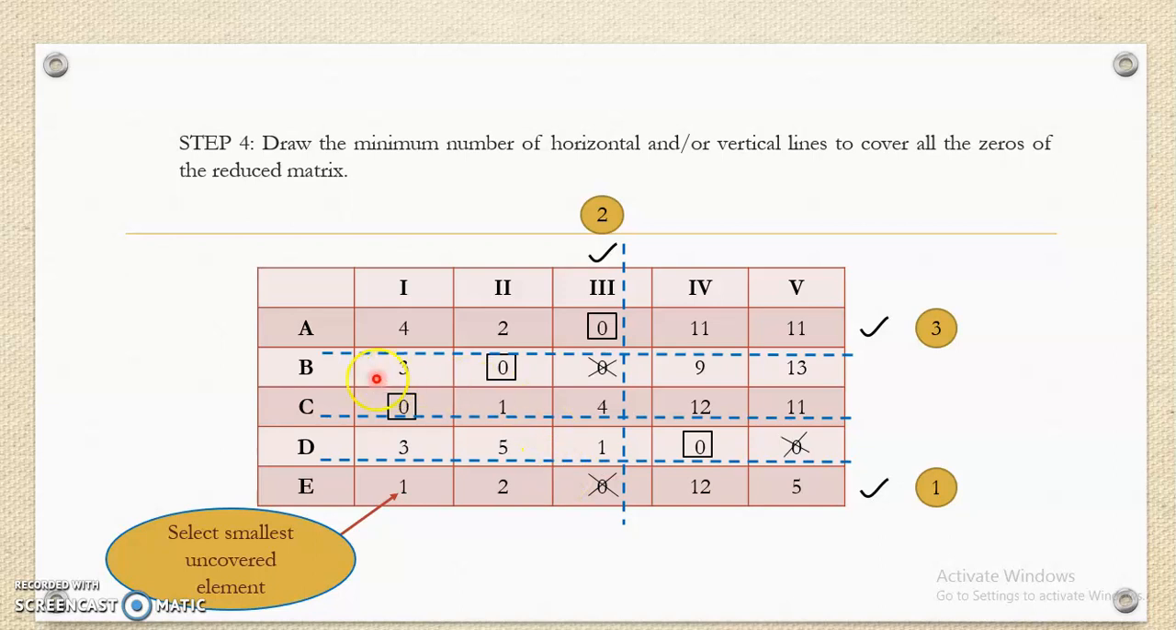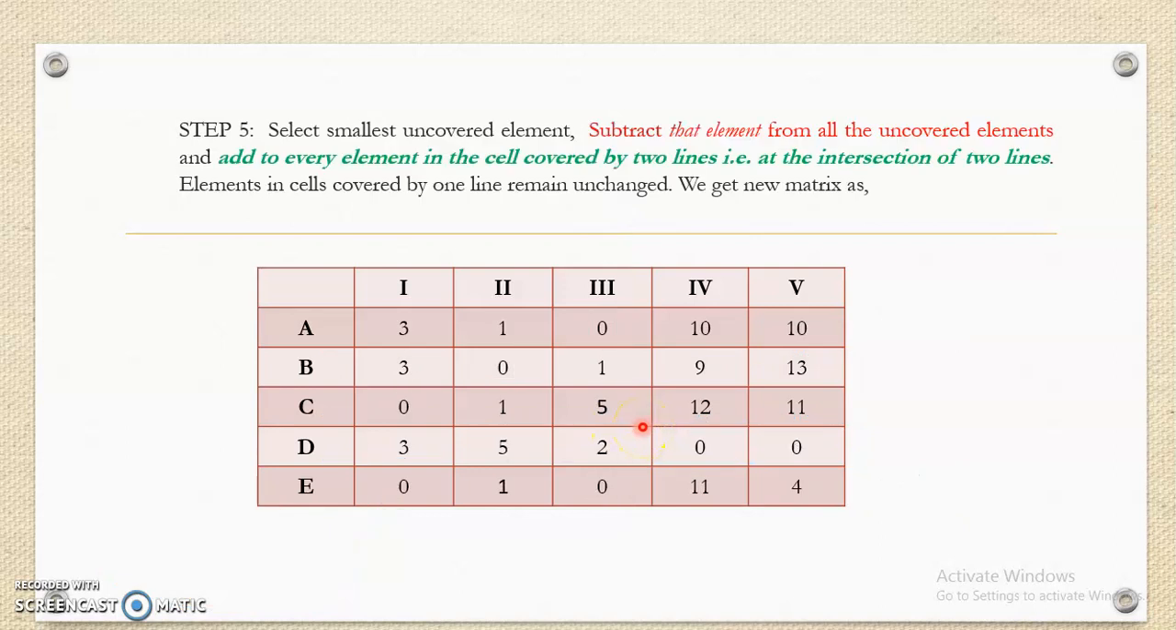The lines which pass through these elements are called covered elements, and elements which the lines don't pass through are called uncovered elements. Now select the smallest uncovered element, subtract that element from uncovered elements and add it at the point of intersection of lines. So this operation is performed and we get here a new matrix.